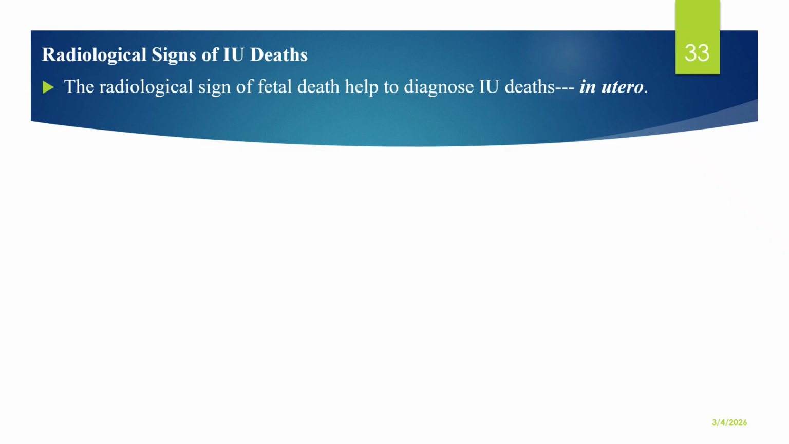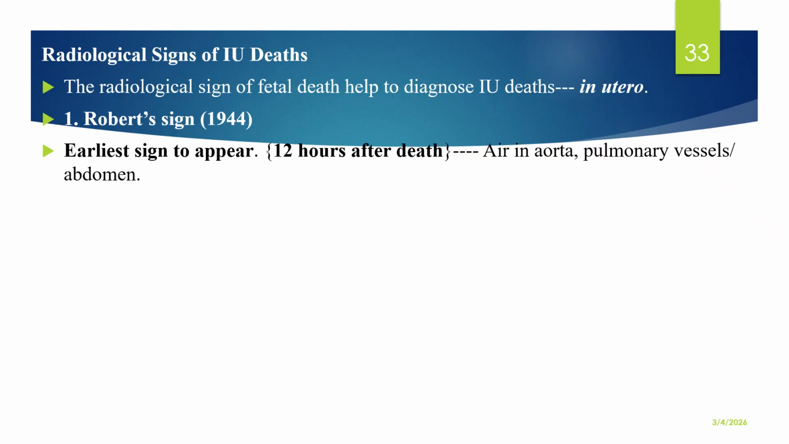The radiological signs of fetal death help to diagnose intrauterine death in utero. We have the Robert sign. It is the earliest sign to appear. And what is the Robert sign? There is air in the aorta and pulmonary vessels, and in the abdomen.